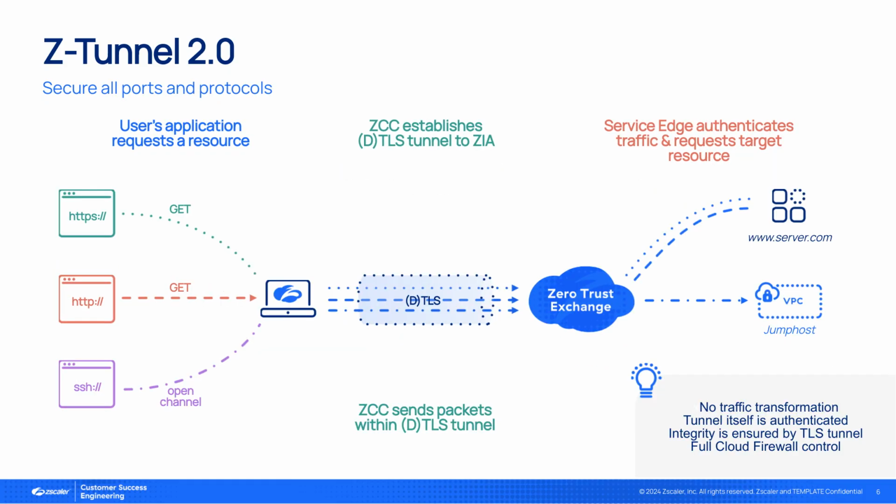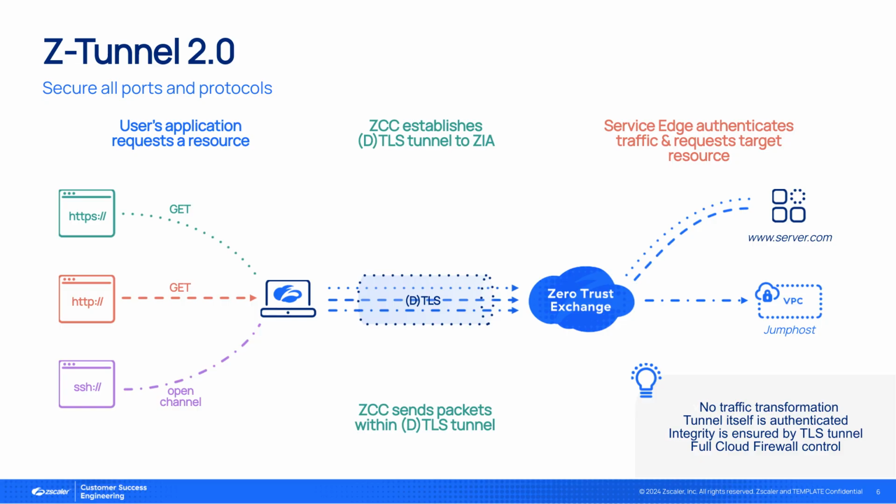With Z-tunnel 2, ZCC will establish a persistent TLS or DTLS tunnel with the selected service edge, then forward traffic for all ports and protocols through this tunnel. This means Z-tunnel 2 is not limited to web requests only. The tunnel itself is authenticated and encrypted to ensure its integrity. Notably, forwarding all ports and protocols like this allows you to apply full cloud firewall controls and policies to non-web traffic for your users.